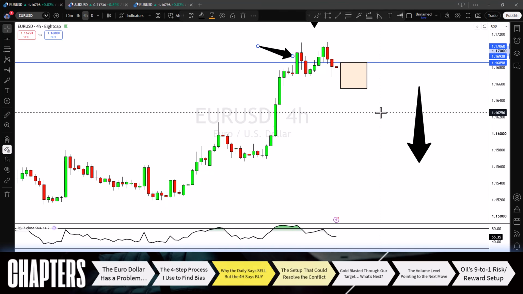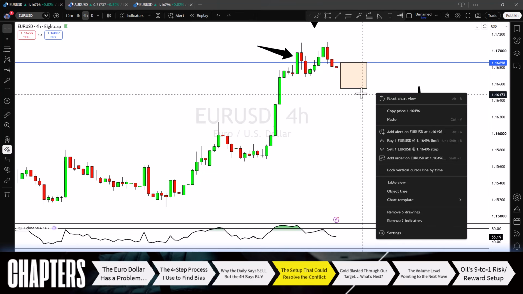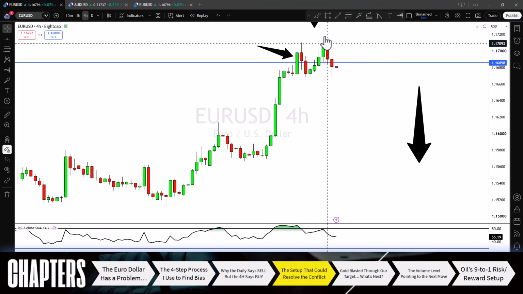Well, there are two real options. One, I can just scrap the trade and move on to the next pair. There are plenty to pick from. I don't have to force anything. Or I can wait for an alternative reason for entry. So for me, my alternative reason for entry is going to be this.